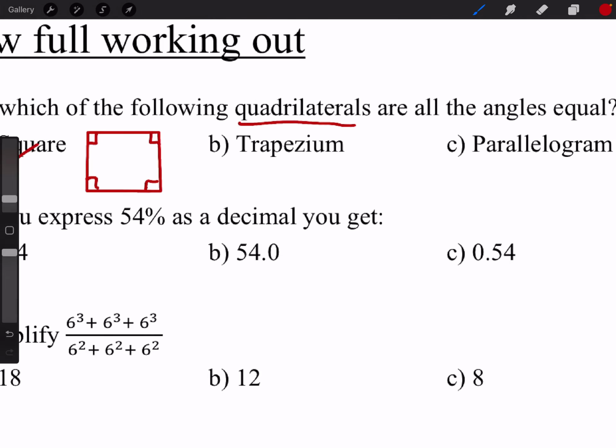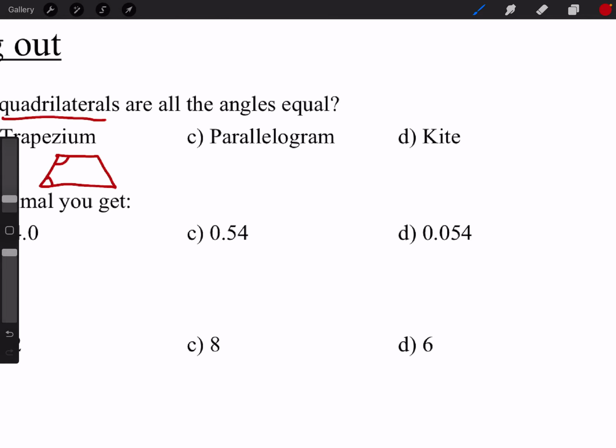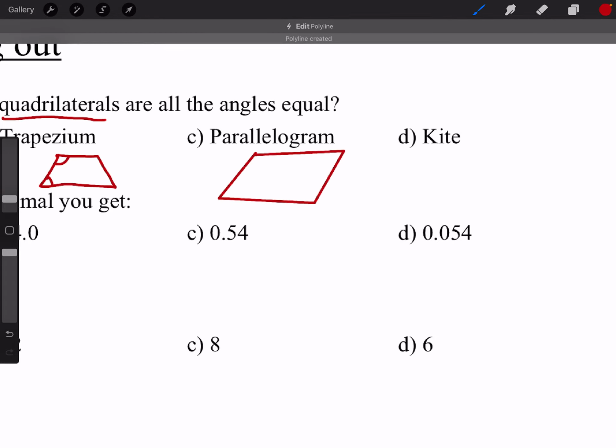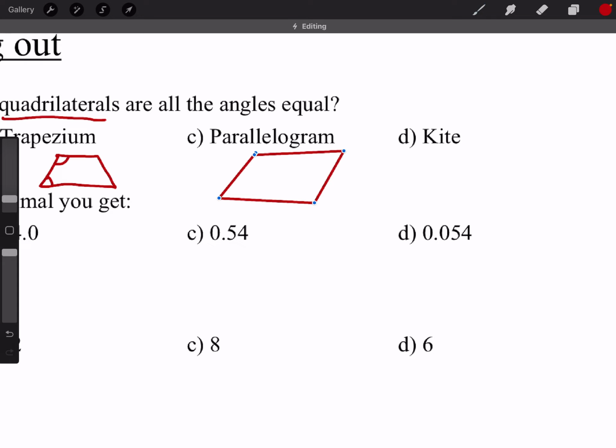How about trapezium? Trapezium looks something like this. Are all the angles equal? No, this is obtuse, these are acute. They're not even all equal. Parallelogram. Let's have a look. Parallelogram looks something like this. I obviously drew it horribly.